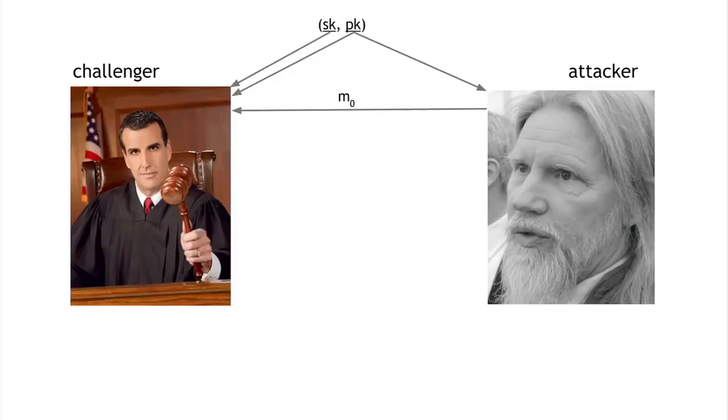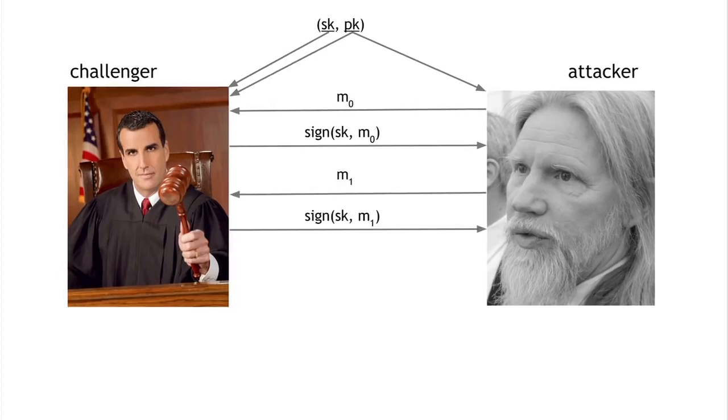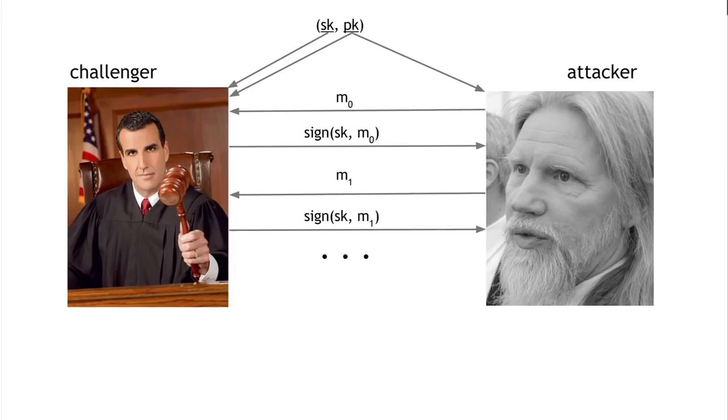The attacker is going to send over a message M0 to the challenger, and the challenger is going to sign that message and send the signature back. The attacker can look at that, scratch his head a little bit, and send over another message, M1. The challenger will sign that. And we do that for as long as the attacker wants. The attacker can send over any sequence of messages he wants and get signatures on them.